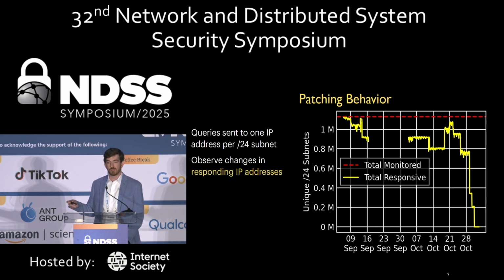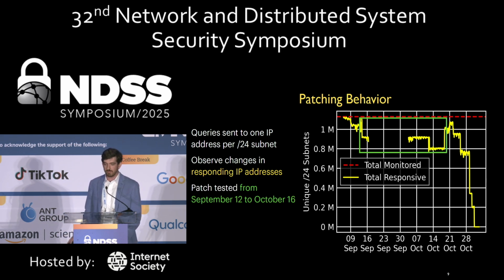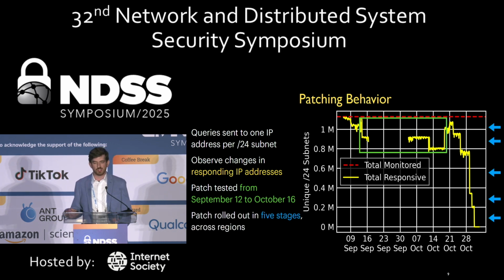We then observed changes in the responding IP addresses, allowing us to get an idea of how the patch was rolled out. We found that they initially tested a patch due to that drop from the total monitored, and then it returned back to that same baseline. We then see that the patch is rolled out in about 5 stages, and further analysis of the IP addresses that were in each of those stages indicated that this was based on region.